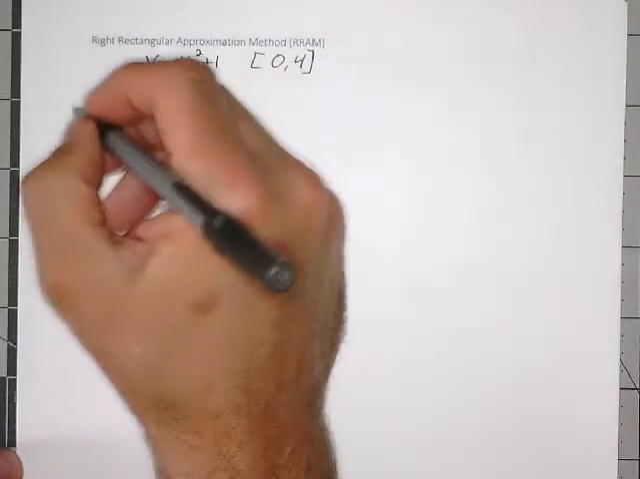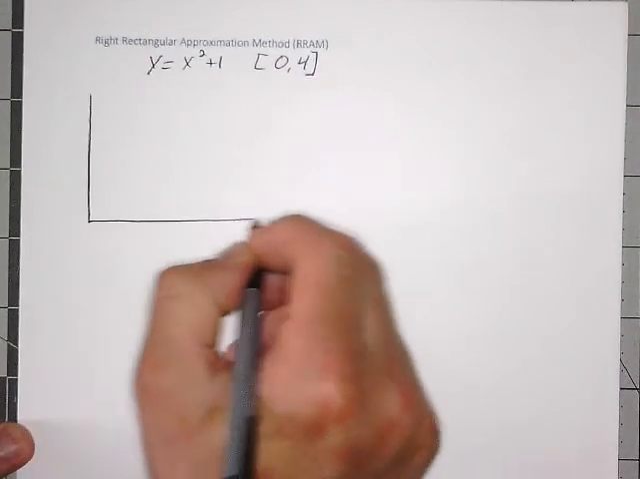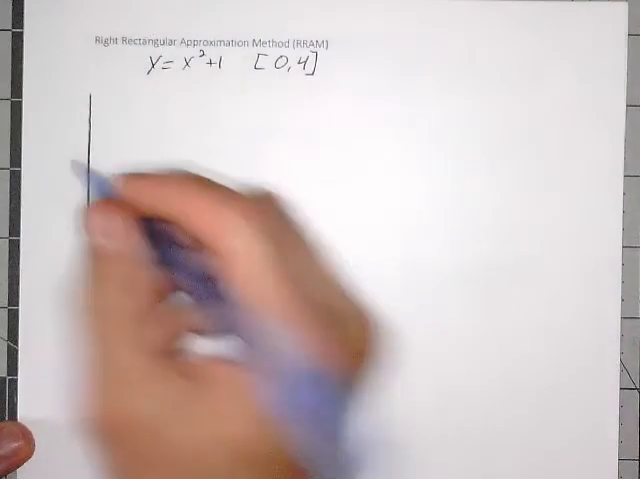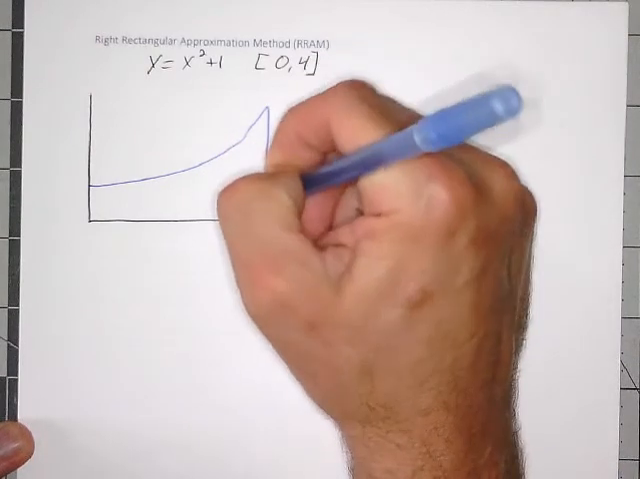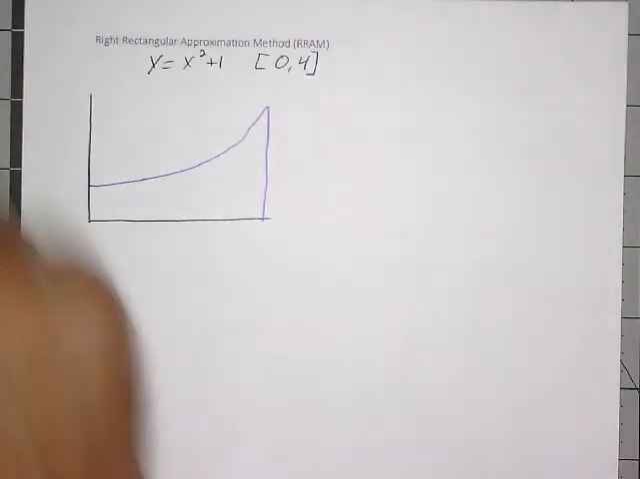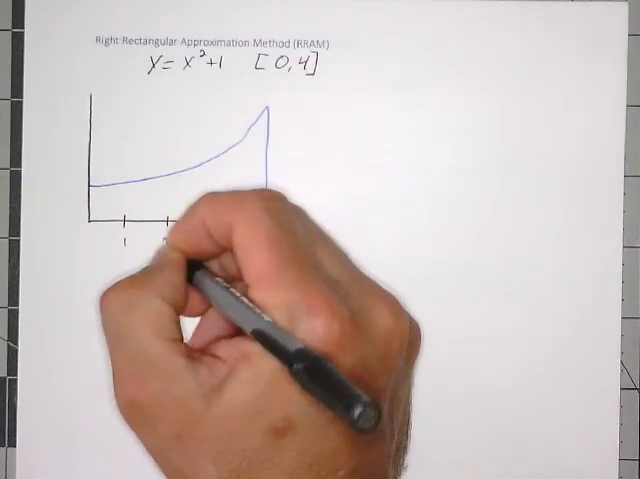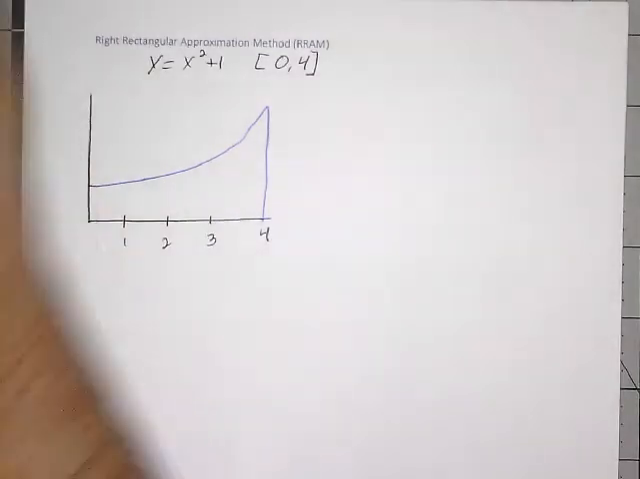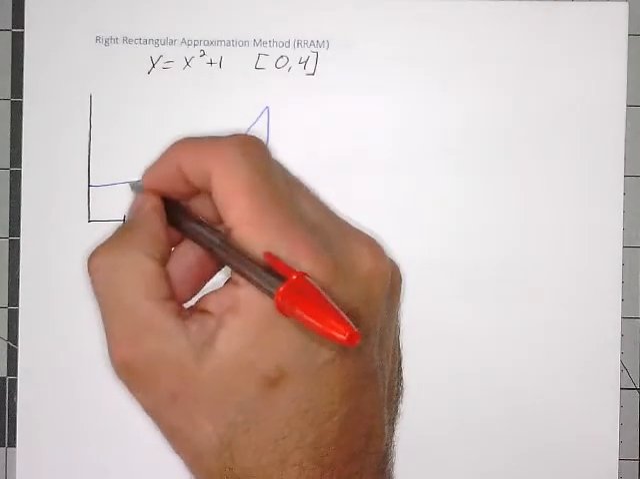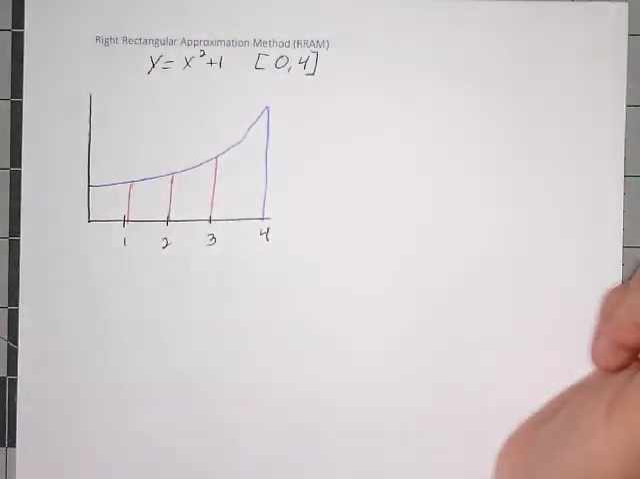Okay. So I'm going to draw our picture again. So here's our happy little parabola, and we're going to find the area underneath it thusly. Okay, so we're going to split it up again by 1, 2, 3, and there's 4. Okay, so we're going to divide it up into 4 rectangles again. Okay, only this time we're starting from the right.